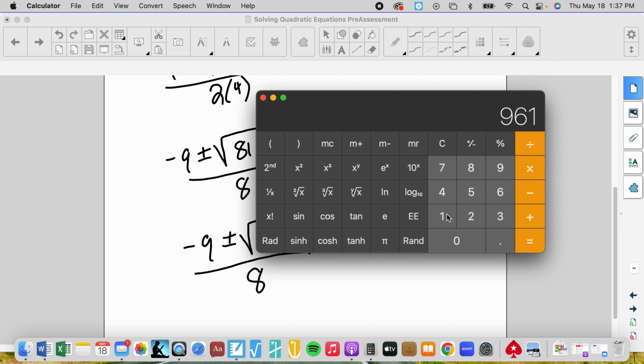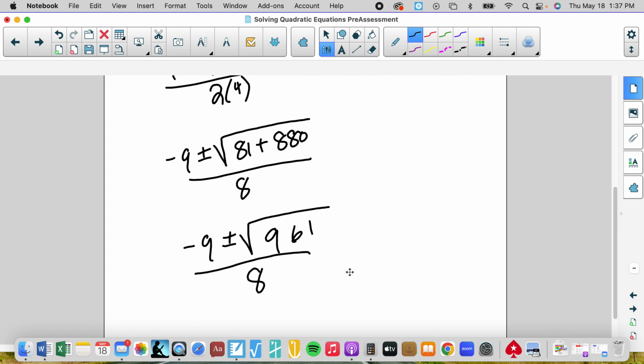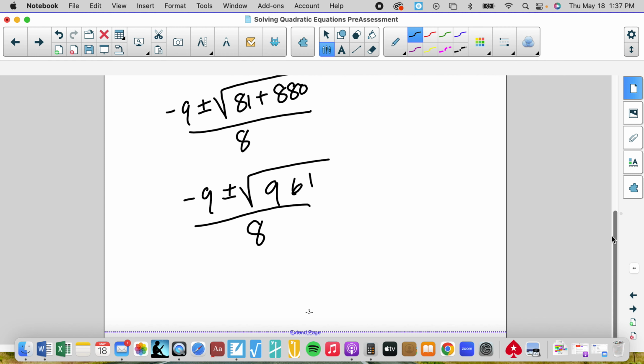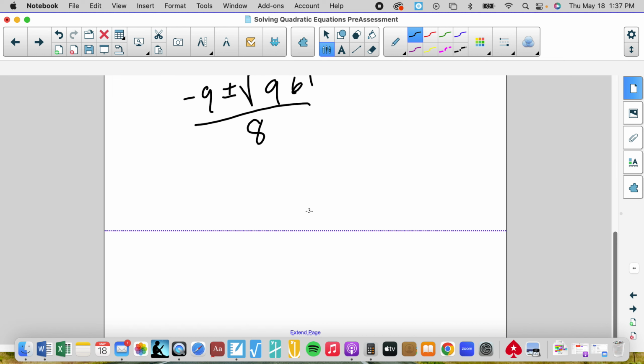961. Is it a perfect square? Oh my goodness, that is crazy. How nice is Mr. Mac to give you some very nice, what do we say, 31? 31 over 8. Let's separate them.